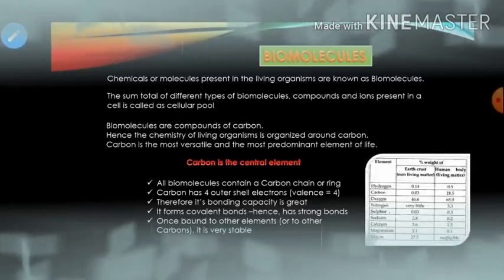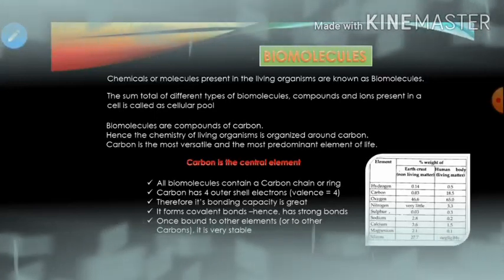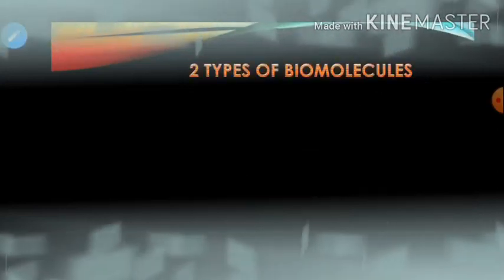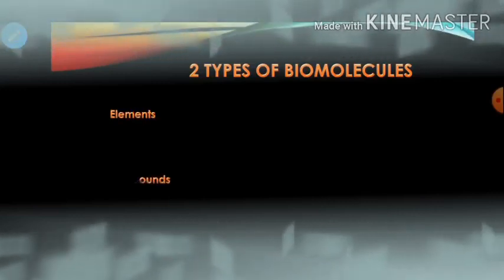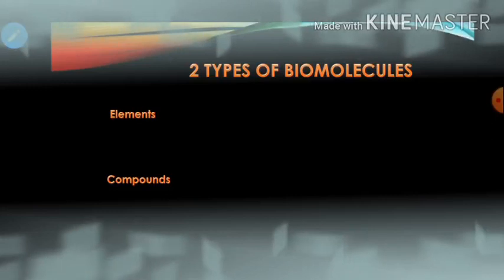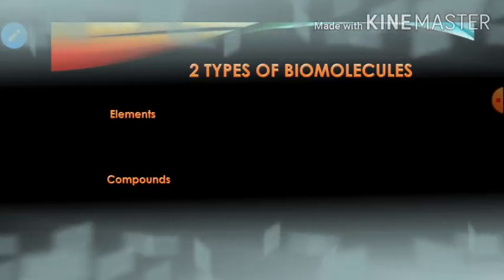Here is the list of some elements which are present in the non-living matter as well as the living matter. Now children, there are 2 types of biomolecules. These are elements and compounds. Children, chemical elements of life are termed as biological elements.